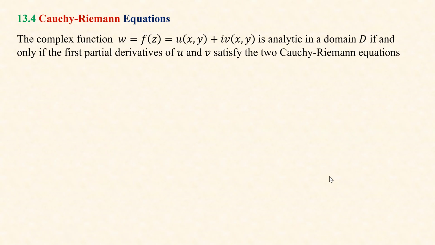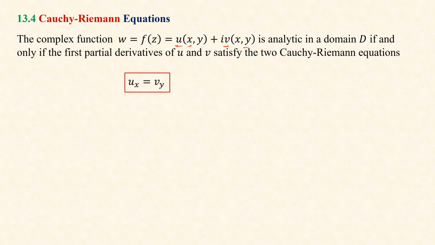The complex function W, which is a function of z and has a real part and imaginary part, as we noted, is analytic in a domain D if and only if the first partial derivatives of u and v satisfy the two Cauchy-Riemann equations. One of the equations is ux equals vy. What does it mean? It means the partial derivative of u with respect to x should be equal to the partial derivative of v with respect to y.